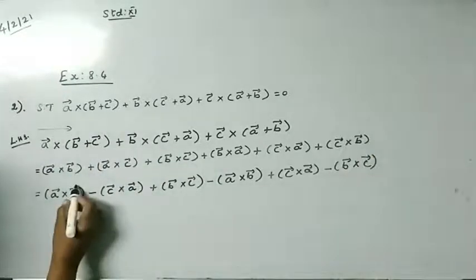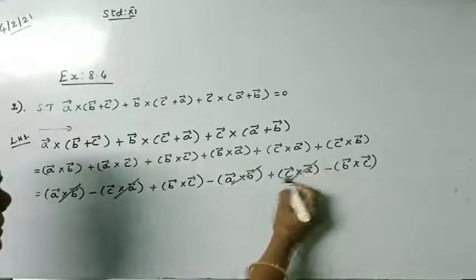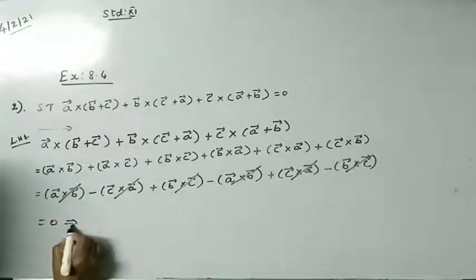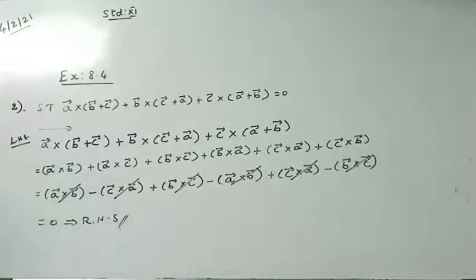Now what happened? A cross B plus and minus get cancel. C cross A cancel. B cross C cancel. So the answer is 0, which is equal to right hand side. Hence proved. Now question number 3.